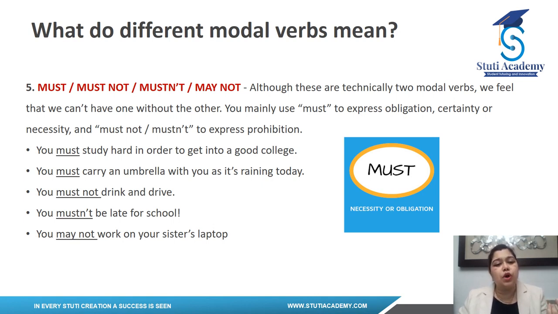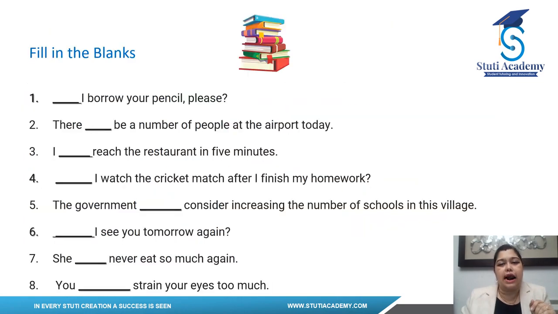You may not work on your sister's laptop. Now, may not. Again, this is a probability in a negative way, in the past way. Okay, you may not use your sister's laptop. Now the next one.